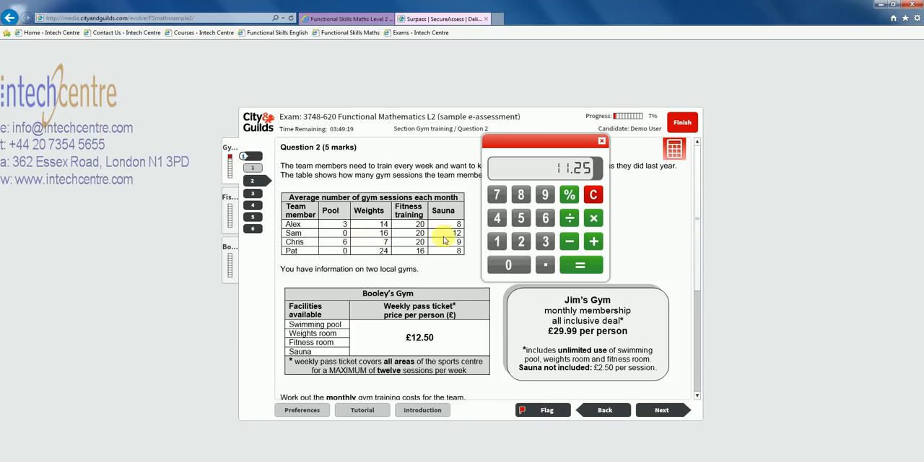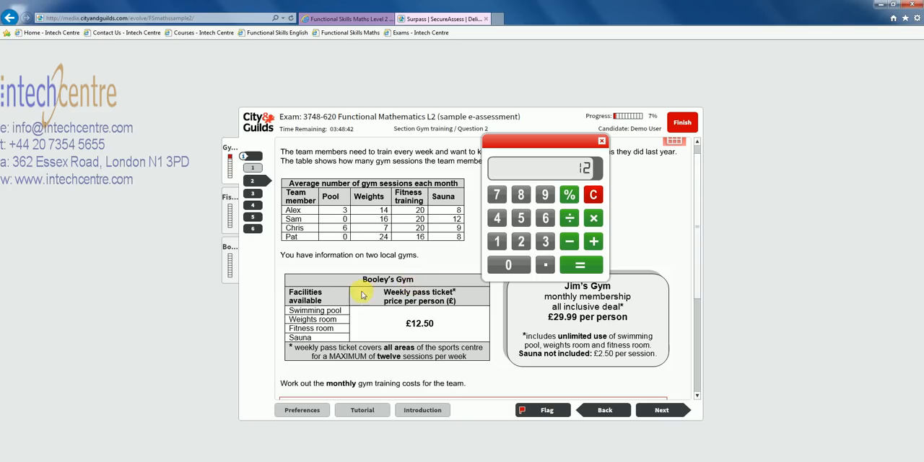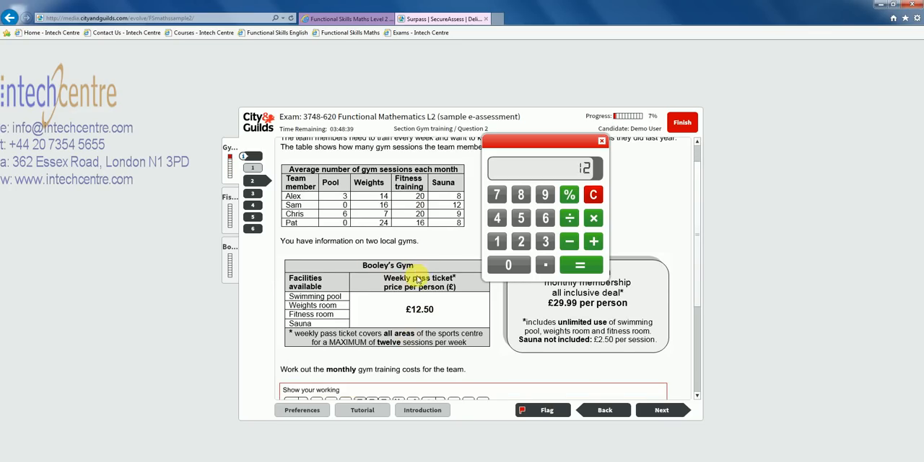We've got Sam as well, so that's 16 plus 20 plus 12. It's 48. We divide it by 4 again. That's 12. That's fine. We just want to make sure that they don't go over. Here we've got 42 for Chris. Divide it by 4. It's 10.5, so that's under 12. That's fine. Then for Pat, 12 plus 16 plus 8, we have 48, and then divide it by 4, which gives us 12. So they could possibly go to Booley's Gym, as they're doing 12 or under sessions per week.